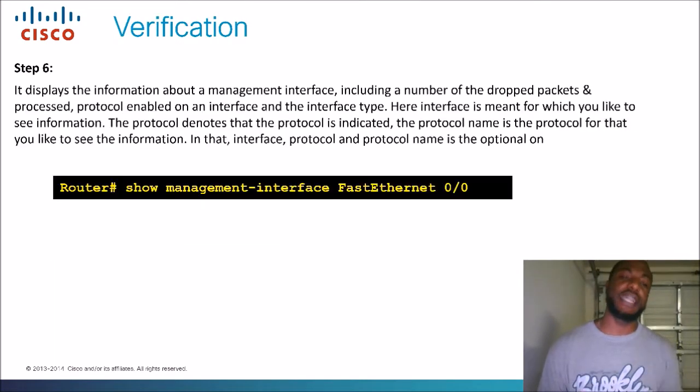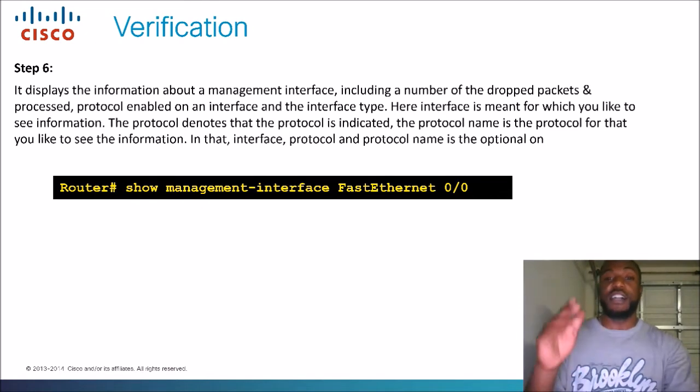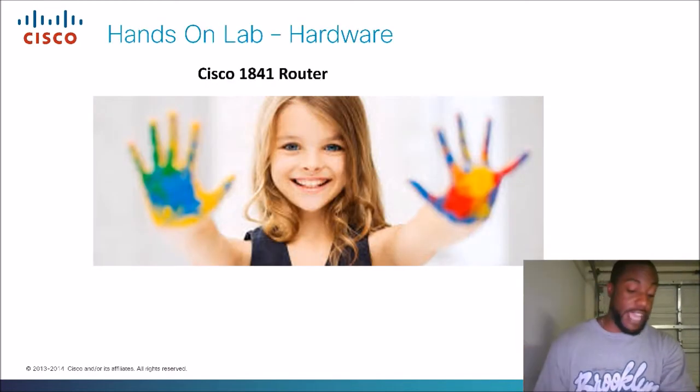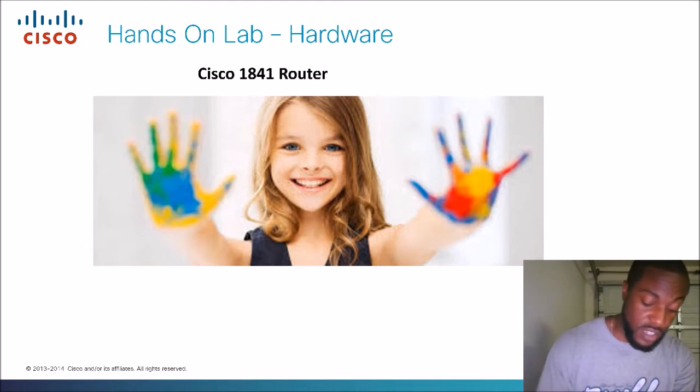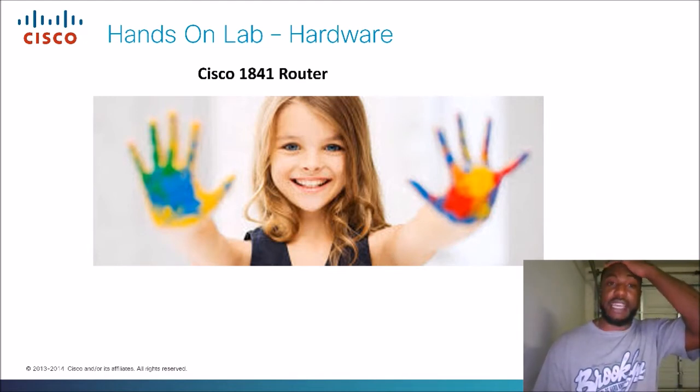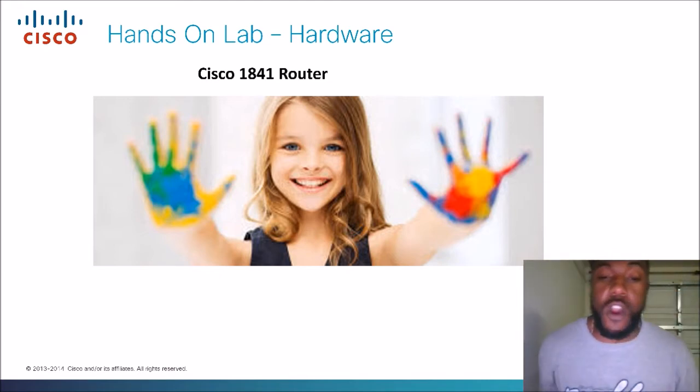How do we verify it? It's just a simple show command: show management interface, and then the interface that you are trying to manage your management plane traffic on. And then you'll see what kind of traffic has gone through this interface. So I already have the Cisco 1841 fired up here while I was experimenting with this. And let's take a look at how we can protect our management plane.